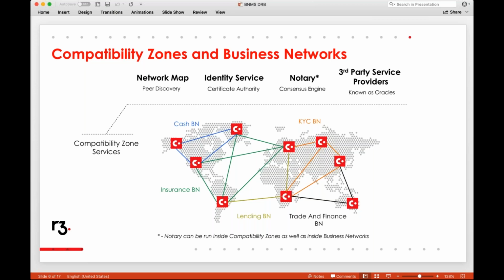I don't understand the difference between the compatibility zone and the business network. To me, it sounds like the same thing. Do I get it wrong?